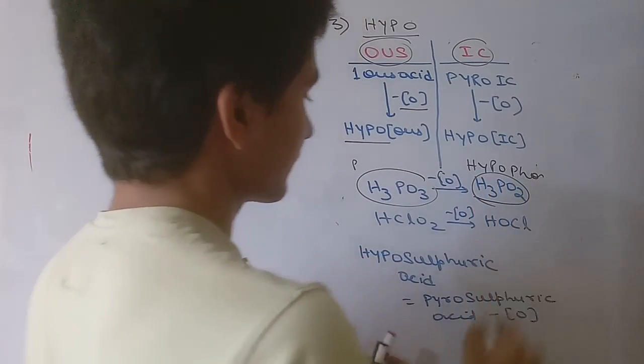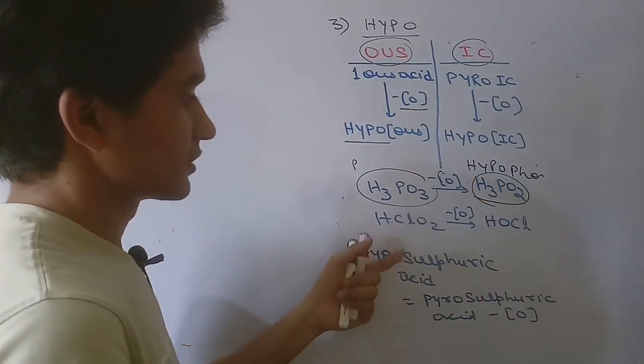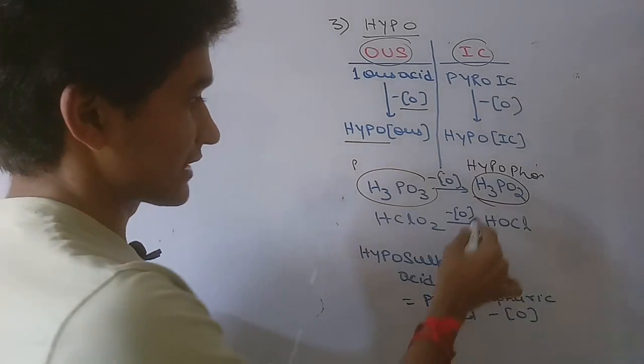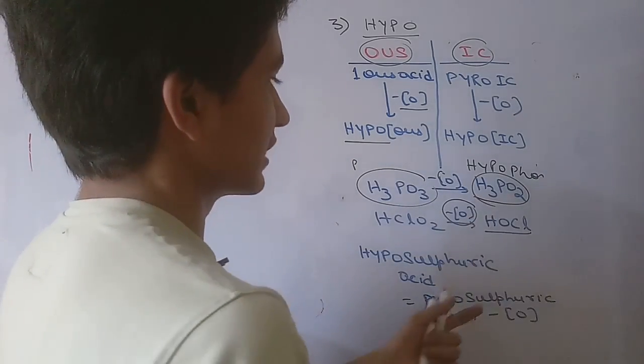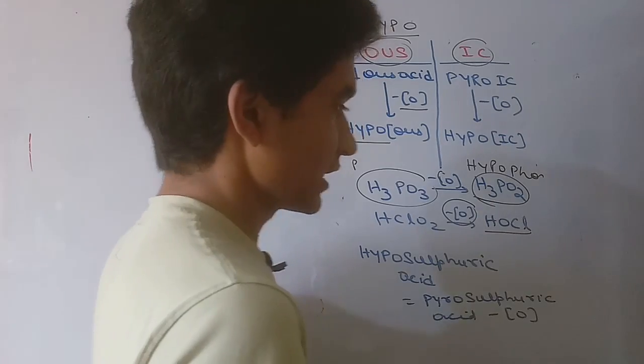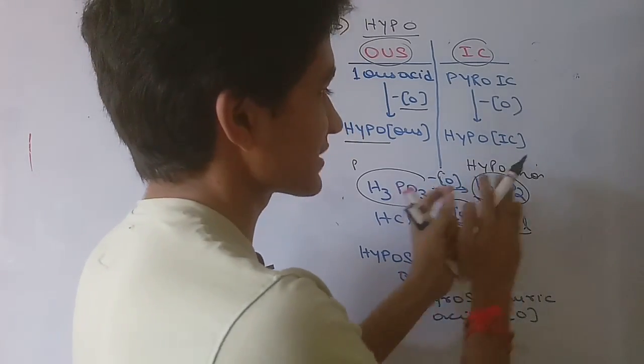hypophosphorous acid. Clear? Now this is HClO2, this is chlorous acid, an ous acid, and subtracting 1 O gives HOCl, which is known as hypochlorous acid. Clear? You have to use the hypo prefix.